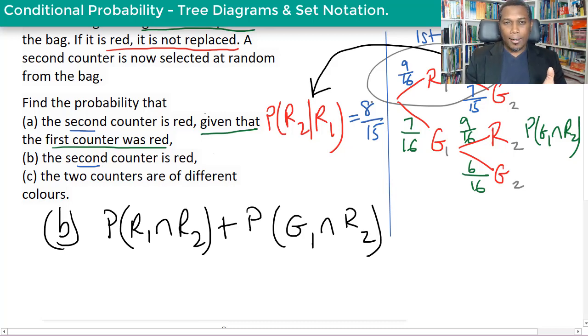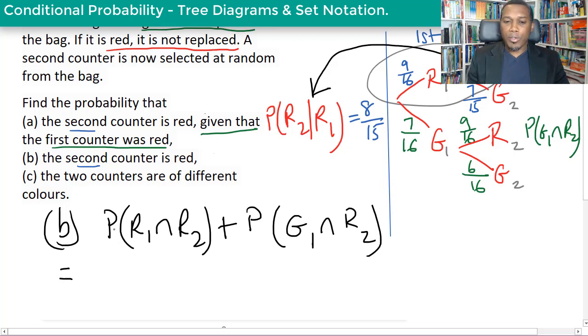Now, again, you'll do 9 16ths times 8 15ths plus 7 16ths times 9 16ths. That's what you're going to do. But I want to stick to probability notation so you can see the links, the set notation, and then we'll reduce to the fractions. We'll get the answer. The bigger picture here is not just getting the answer, it's understanding set notation. That's a skill we want to develop so we can move between the two.